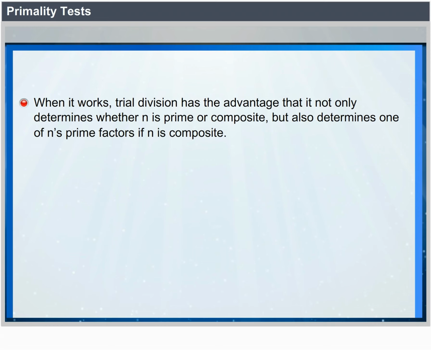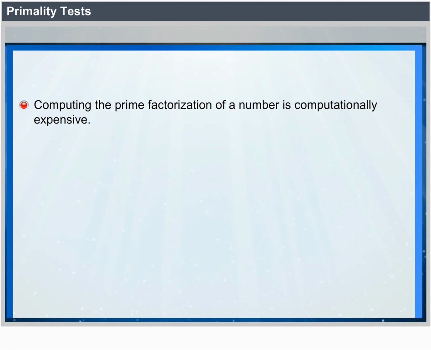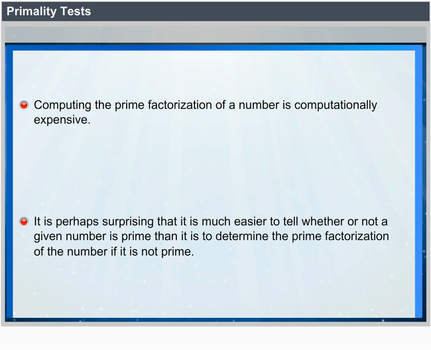In this section, we are finding out whether a given number n is prime. If n is composite, we are not concerned with finding its prime factorization. Computing the prime factorization of a number is computationally expensive. It is perhaps surprising that it is much easier to tell whether or not a given number is prime than it is to determine the prime factorization of the number if it is not prime.